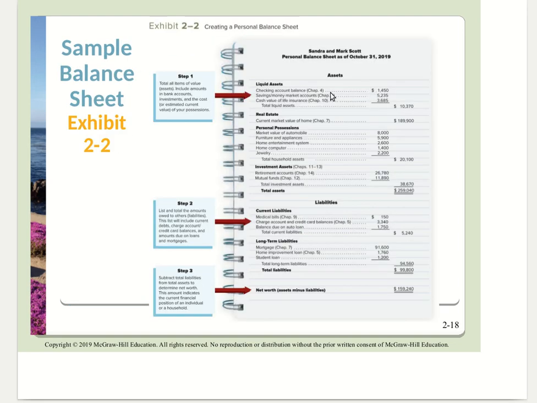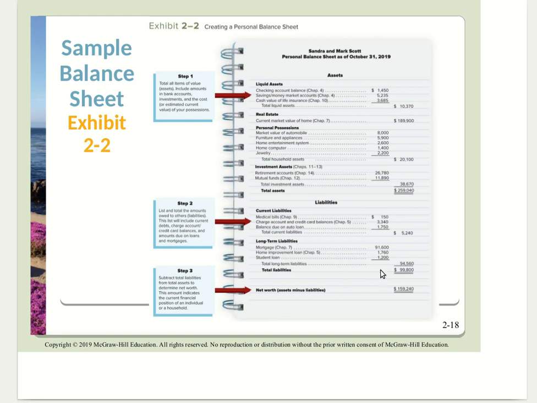So the first thing you do is start thinking about what the current assets or liquid assets are that I have, and then any kind of fixed assets like real estate and things like this. Then your personal possessions. Come up with what your total assets are. Then you start thinking about how much you owe on your stuff. So maybe you have some charge accounts, maybe you have a mortgage, things like this. So how much do you owe?